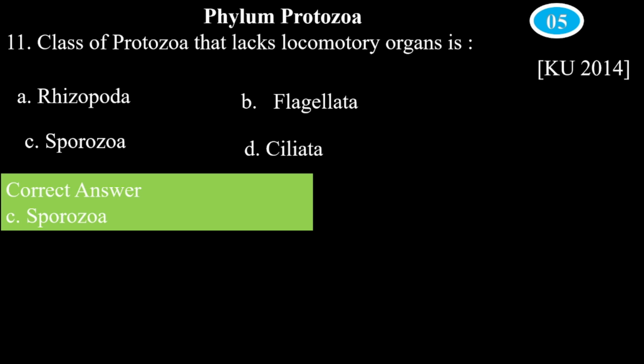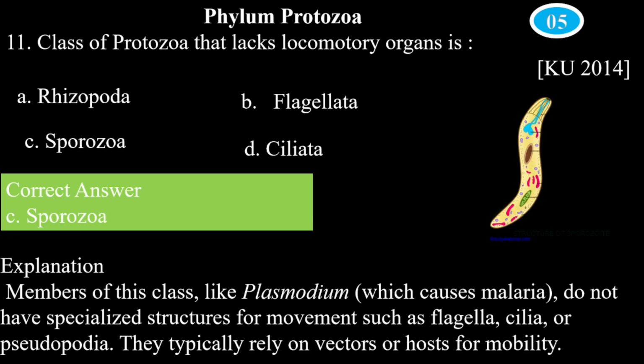The right answer is option C. Sporozoa. This is because members of this class like Plasmodium, which causes malaria, do not have specialized structures for movement such as flagella, cilia, or pseudopodia. They typically rely on vectors or hosts for mobility.